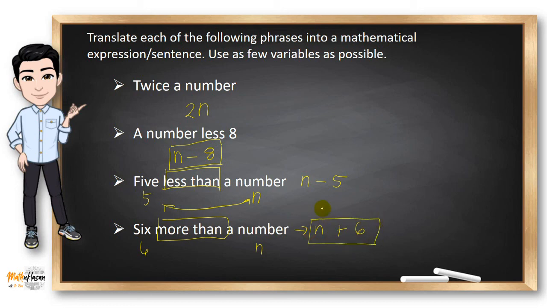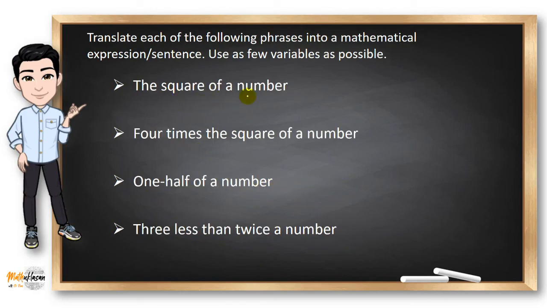Since we have a commutative property in addition, it's also alright to write 6 plus n. But in subtraction, we don't have a commutative property, so you need to be careful of the difference or the minus expression.